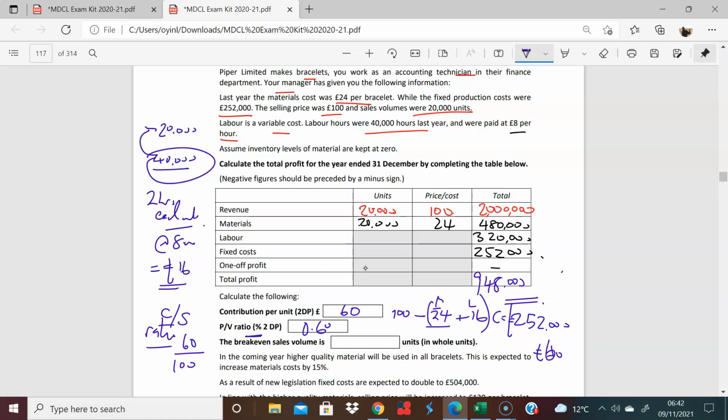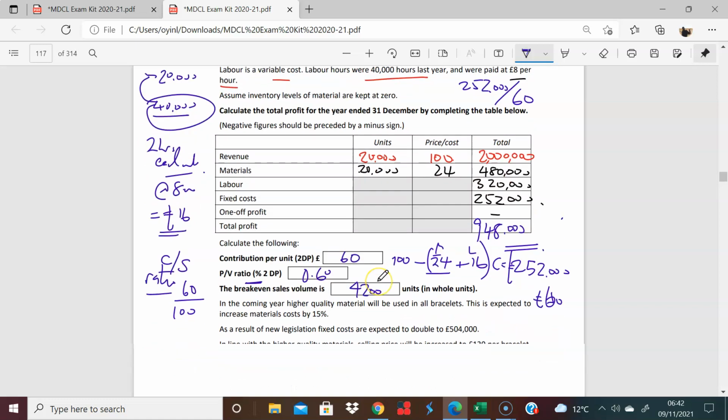And if you're getting a contribution of £60 on each unit, you need to sell 252,000 divided by 60, because you're getting £60 on each unit. So your break-even volume comes down to 4,200. So you have 4,200 units. Right, and that's that bit there.